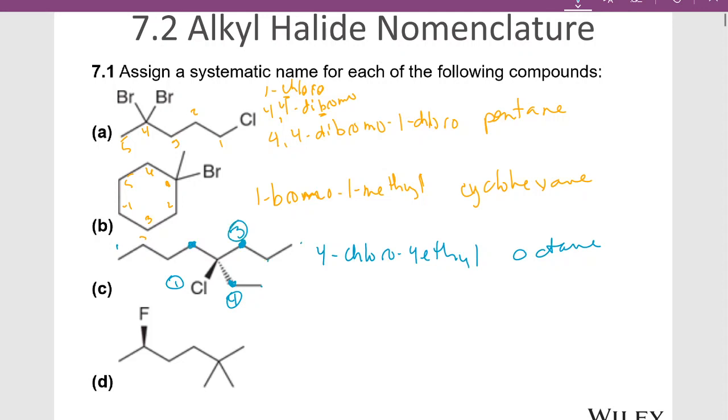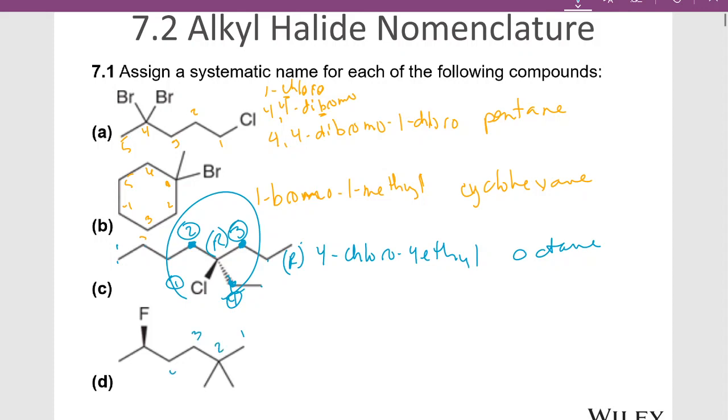This one here that I'm highlighting has 1, 2, 3, 4 carbons. That's going to be priority number 2. Okay, so 4 is going back. That's convenient. So we have 1 to 2 to 3. That's going clockwise. So this is the R configuration. Okay, so this is R, 4-chloro, 4-ethyl, octane.